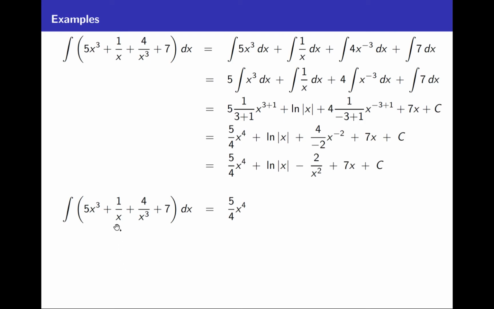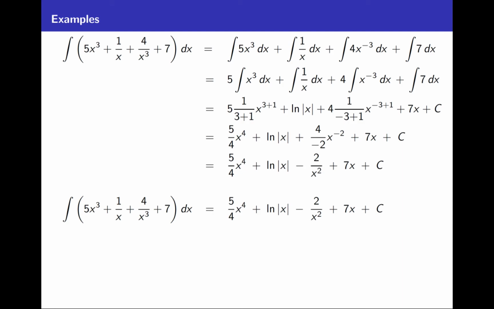Then you'll say, okay, I need an antiderivative of 1 over x. That's ln of the absolute value of x. And this one, you'll say, okay, that's 4 times x to the minus 3, so its derivative is minus 2 over x squared. And then I need the integral of 7. That would be 7 times x, because the derivative of 7x is 7. And then you throw on that ubiquitous c. So typically, that's the way you'll work problems like this, pretty much doing it in real time, skipping steps, and doing it very quickly.